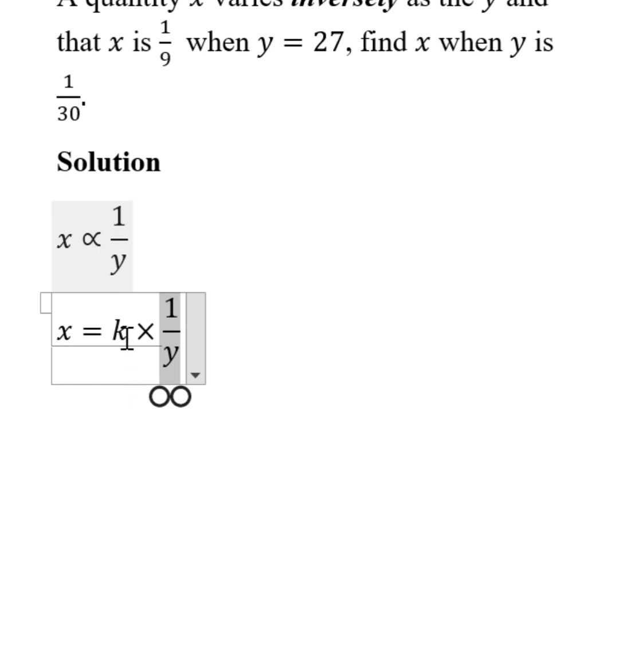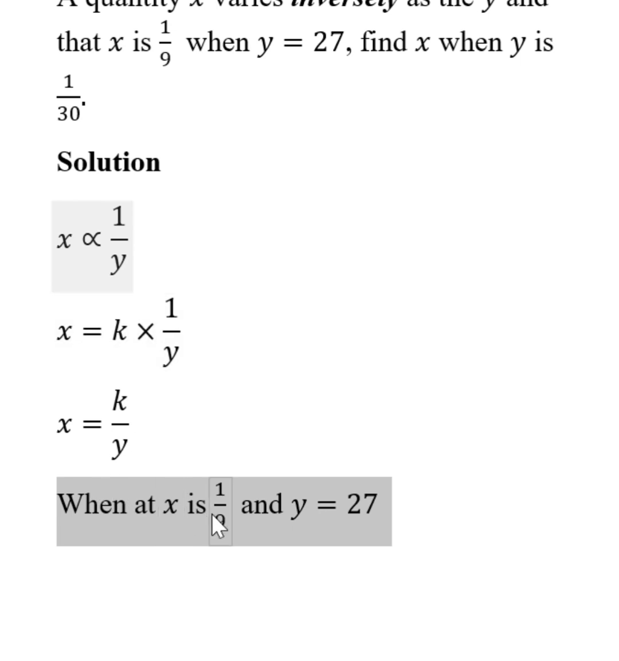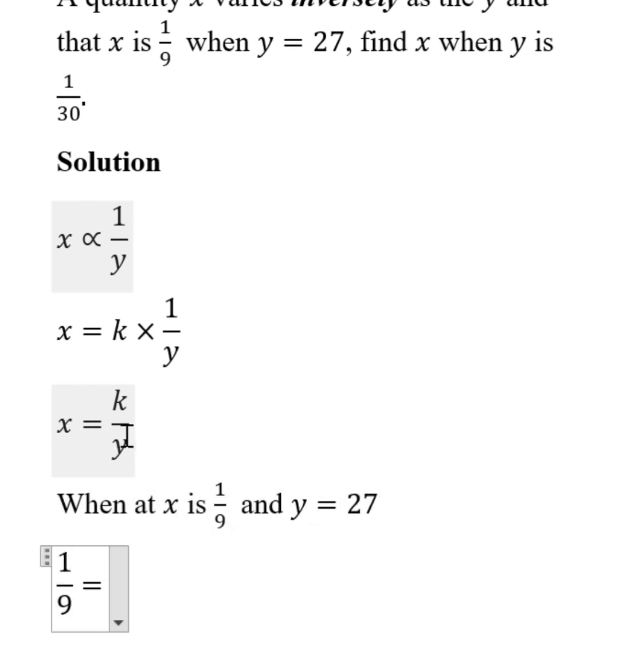So if you do this, you realize k times 1 gives us k. So we can write this as x being equal to k over y. Having done that, then we come and make use of this. X is 1/9 when y is 27. So we shall substitute them. We shall say when x is 1/9 and y is 27, we substitute x with 1/9 and y with 27. So the equation will be 1/9 is equal to k, that's what we are looking for, over y. Y is 27.